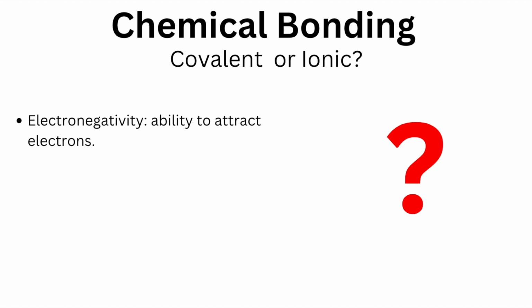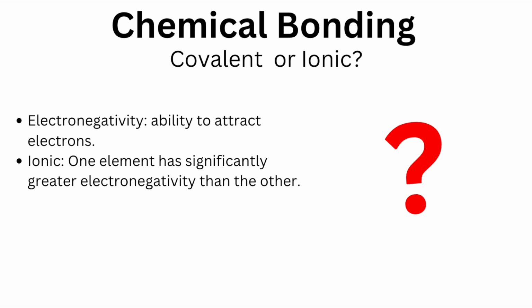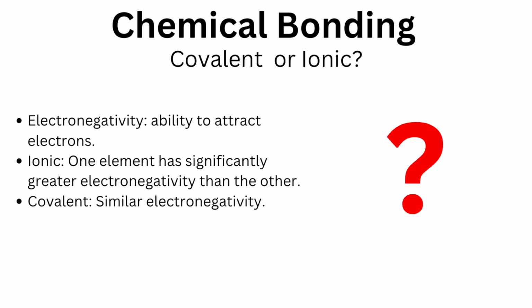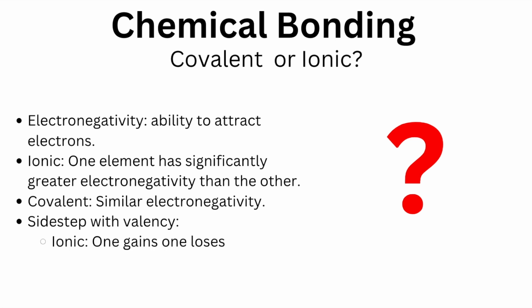Now, some pairs of elements can form either a covalent or ionic bond. So, how do we decide? We look at electronegativity. To be ionic, one element must have greater electronegativity than the other, or if they're covalent, electronegativity must be relatively equal. But we can sidestep this by just looking at valency, whether they need to gain or lose electrons to have noble gas configuration. That is, if one must gain and the other must lose, it is ionic. If they both must gain, then it's covalent.